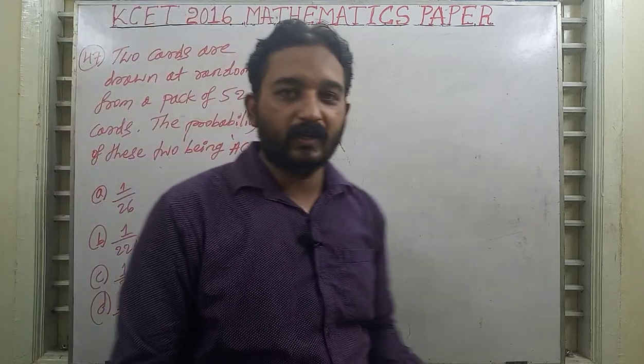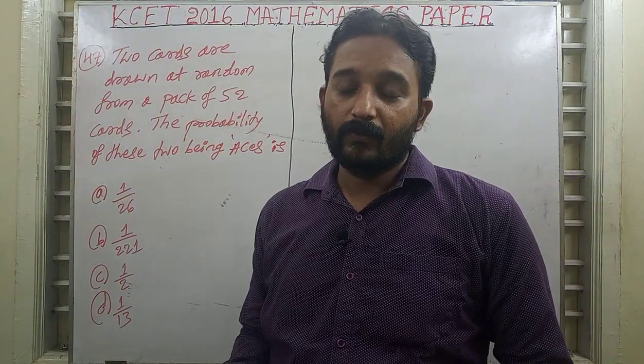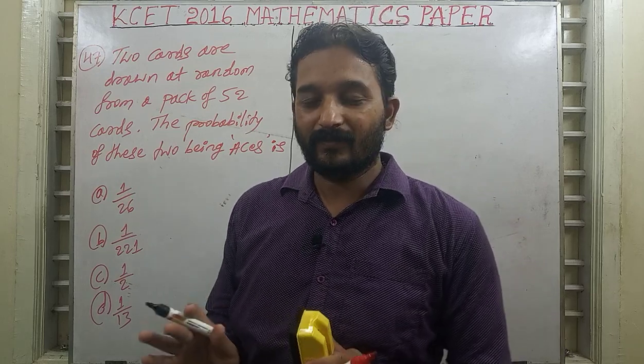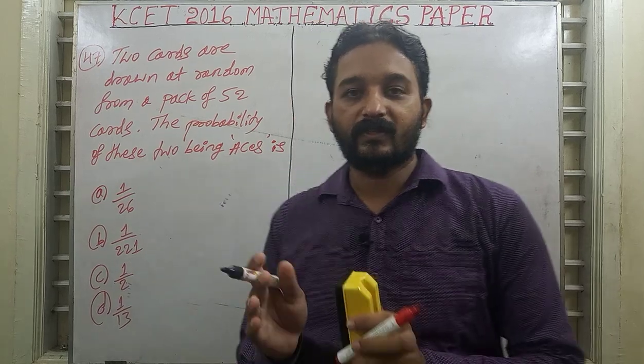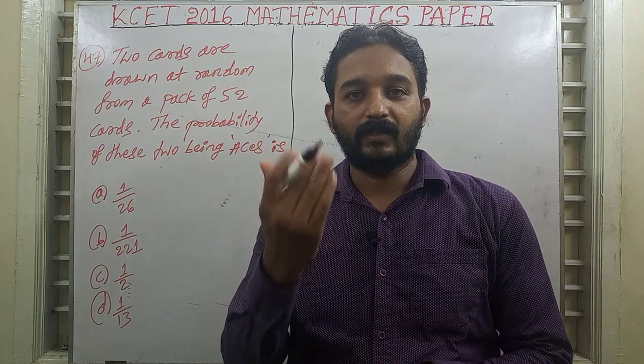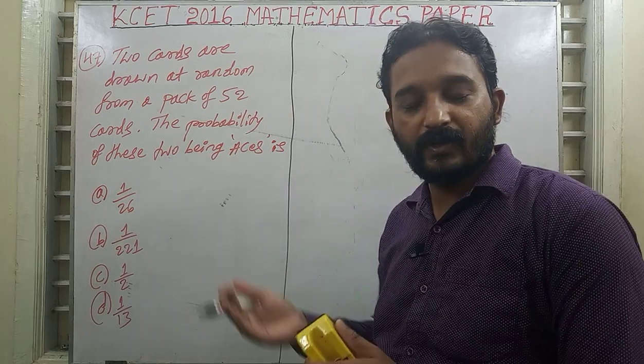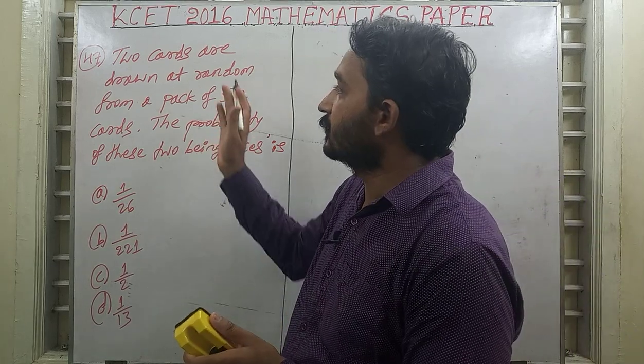So now let us move on to the next question, question number 47. This question is based on the chapter, once again, probability, and belongs to the first year. First year means the definition of probability. We know that the definition of probability is favorable cases divided by total cases. Using the formula we have to find the answer to this question. So this is an easy question.